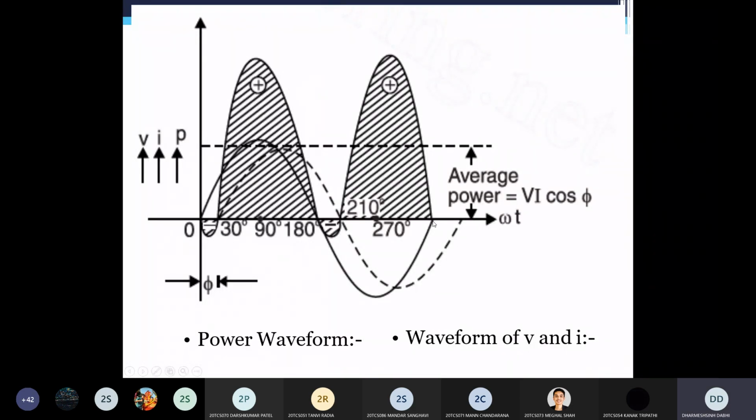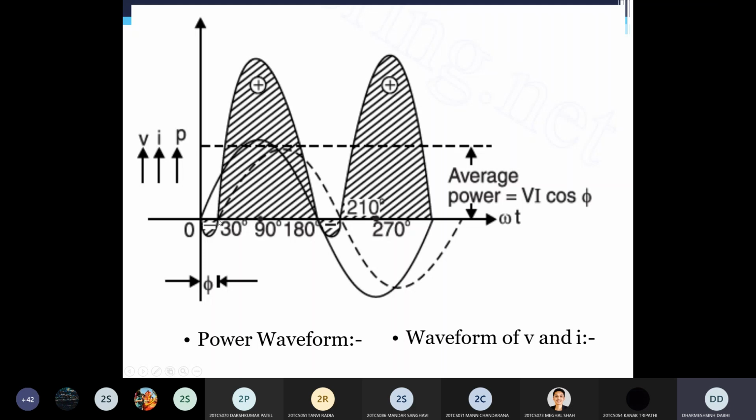Now this is the series RL circuit, and as we know, my current lags behind the voltage by angle phi. Assume that the values of inductor and resistor are such that this angle phi is 30 degrees. So the current starts from 30 degrees, yes or no? You can see my 30 degrees here. At this point the current will start flowing in the positive direction.